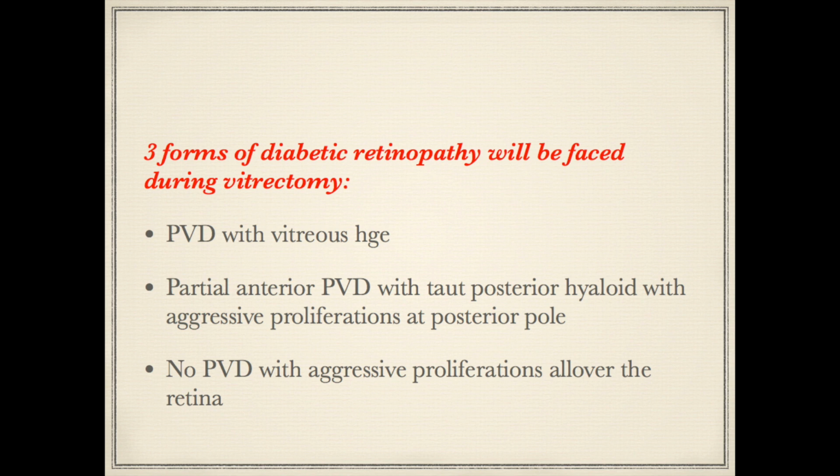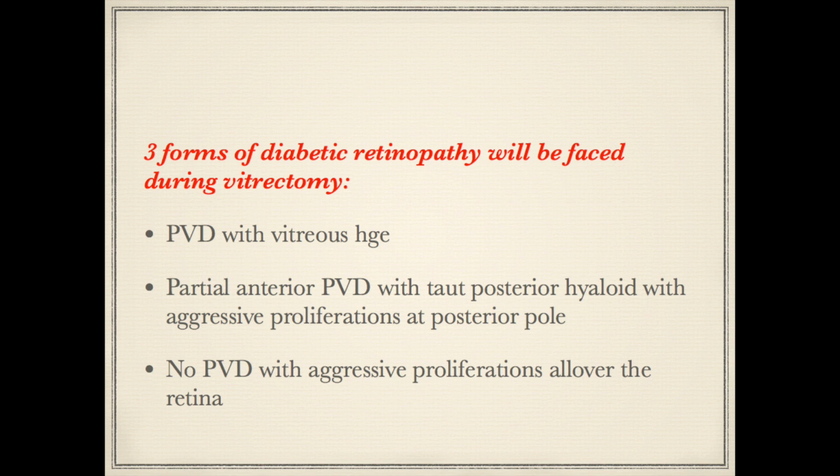The first form is a patient with total BVD with vitreous hemorrhage. This patient almost did PRP, so there is total separation of the posterior hyaloid, and the vitreous hemorrhage is dispersed inside the vitreous cavity. This is called mild PDR, and this is the easiest form.